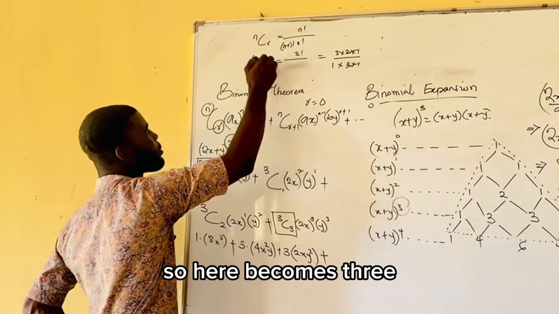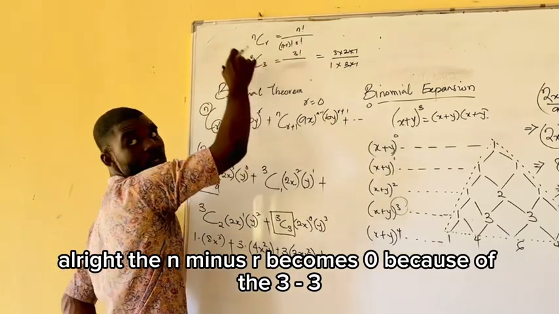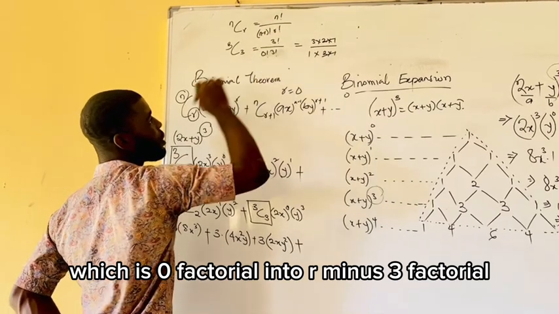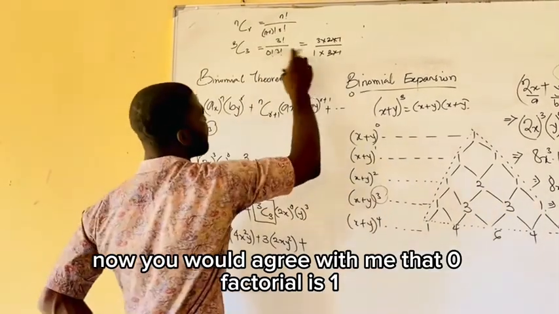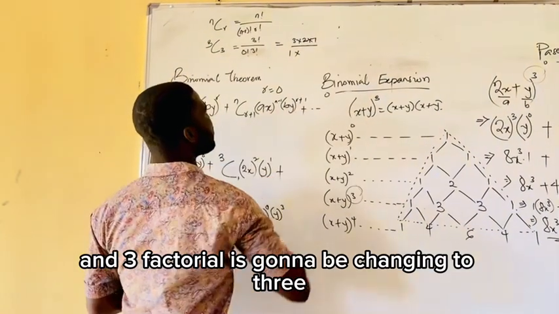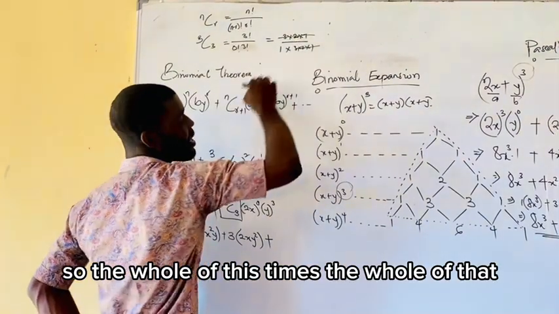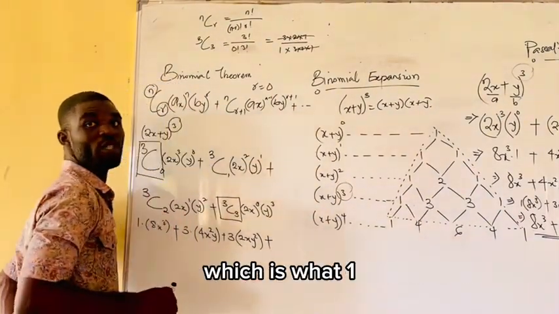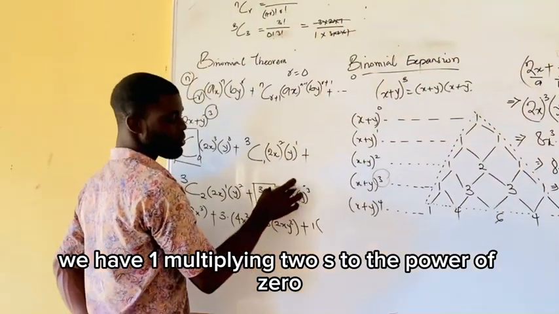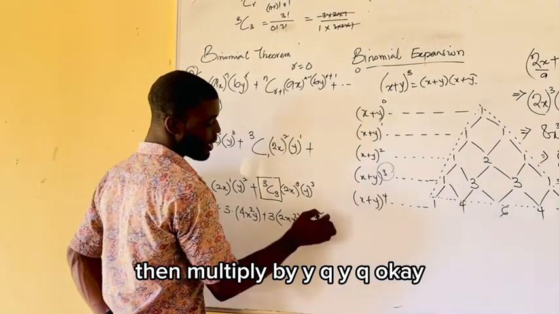So here becomes 3. Alright. Then n minus r becomes 0 because that will be 3 minus 3, which is 0 factorial, into r now is 3 factorial. Now you will agree with me that 0 factorial is 1, which is here already, and 3 factorial is going to be changing to 3 times 2 times 1. So the whole of this cancels all of that, so that means there's just 1 over 1, which is what? 1. So at the end we have 1 multiplying 2x to the power of 0, everything here becomes 1. Then multiply by y cubed.